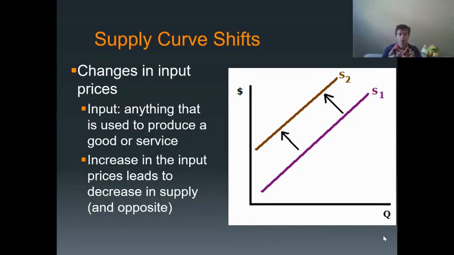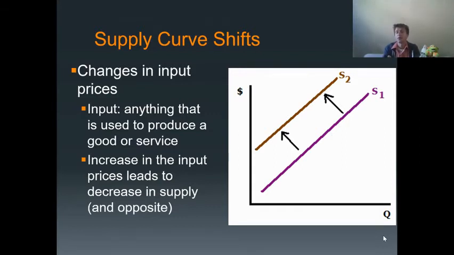Now, what causes the supply curve to shift? The biggest and most common one that you're going to see is a change in input price. An input price is anything that is used to produce a good or service. This includes wages. Wages are a frequent one here. So if wages went up, that means supply had to shift left. It's a decrease in supply.